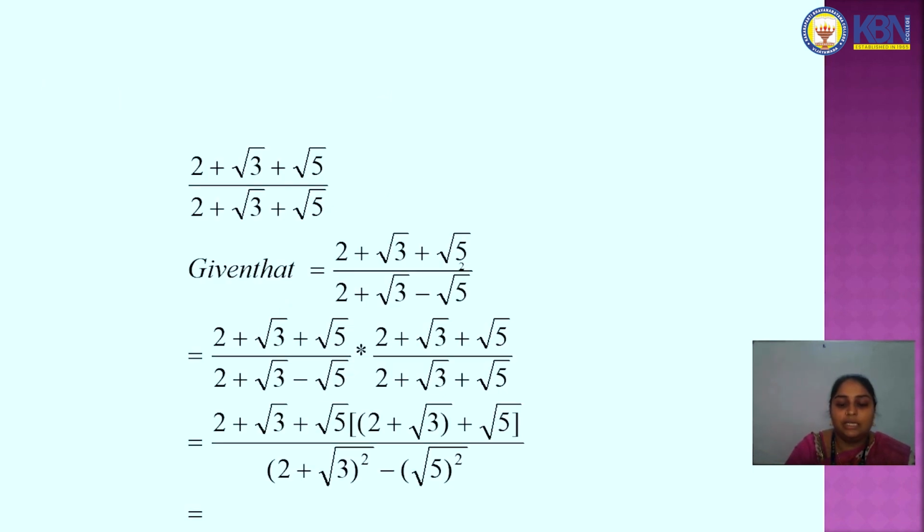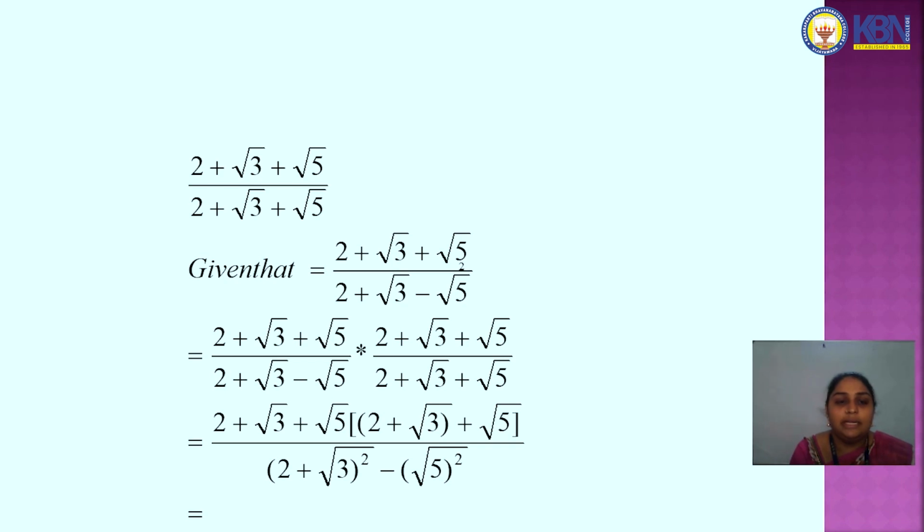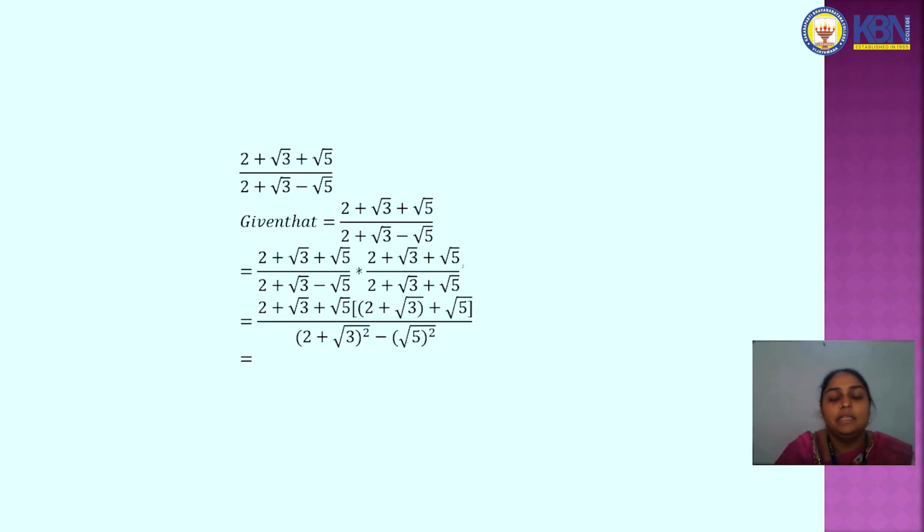And the next one is rationalization of the two terms. Here we have the product. Here we have to do the division of the radicals. Similarly, as we did in the first problem, that is rationalization. Here the given problem is 2 plus root 3 plus root 5 by 2 plus root 3 minus root 5. Now we have to solve this problem by using rationalization.